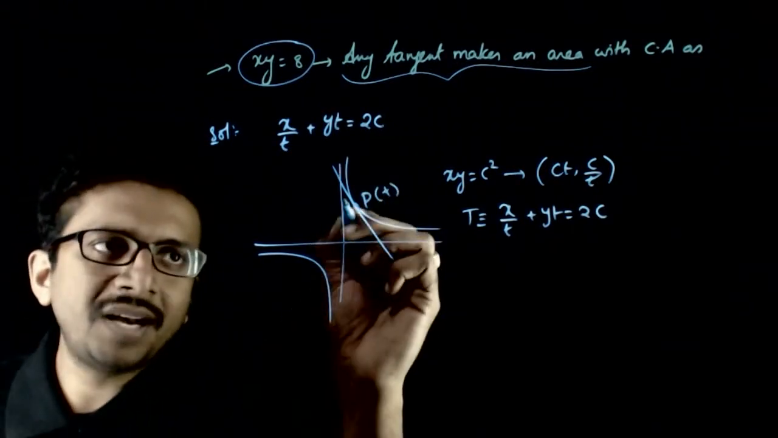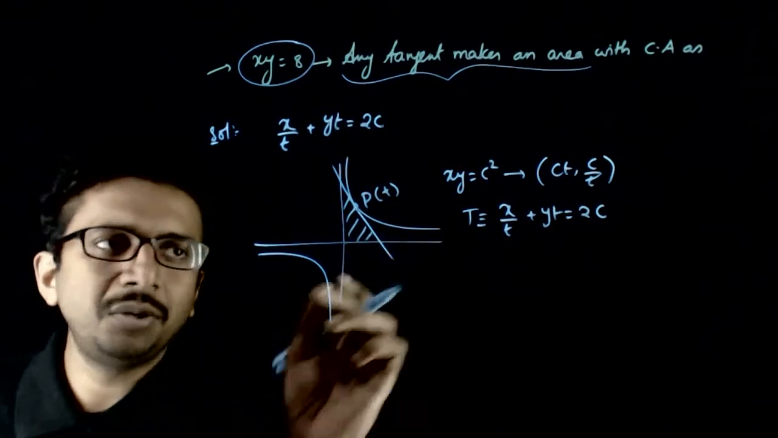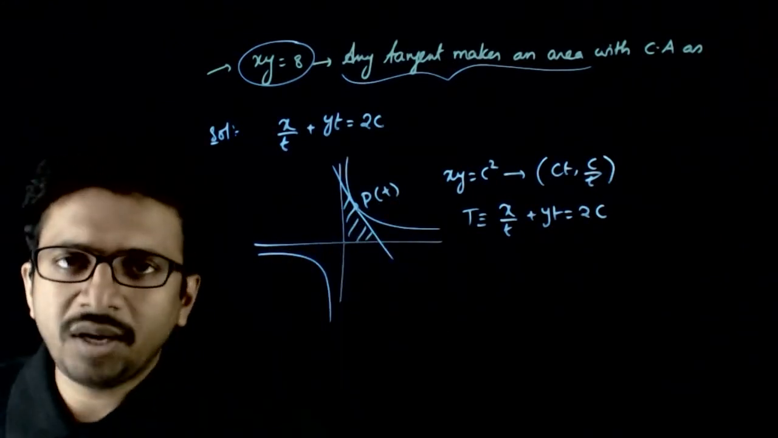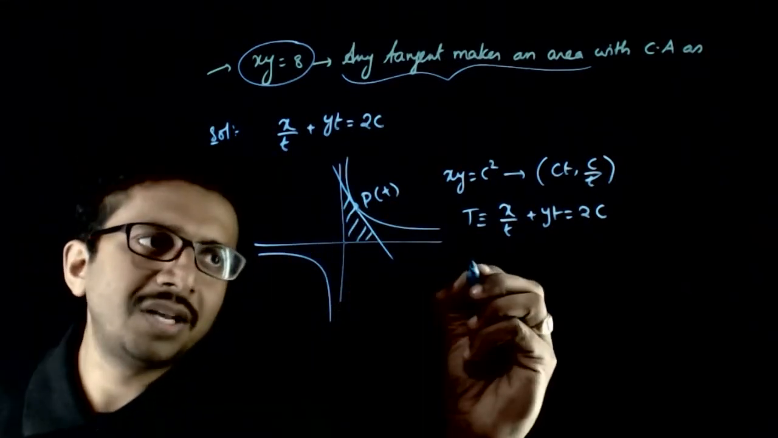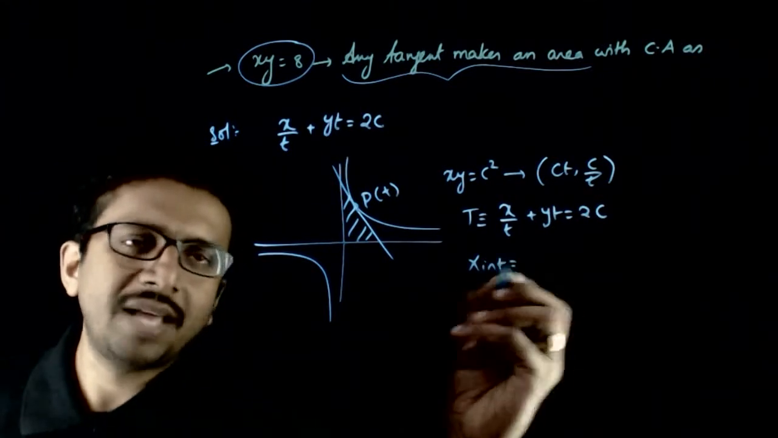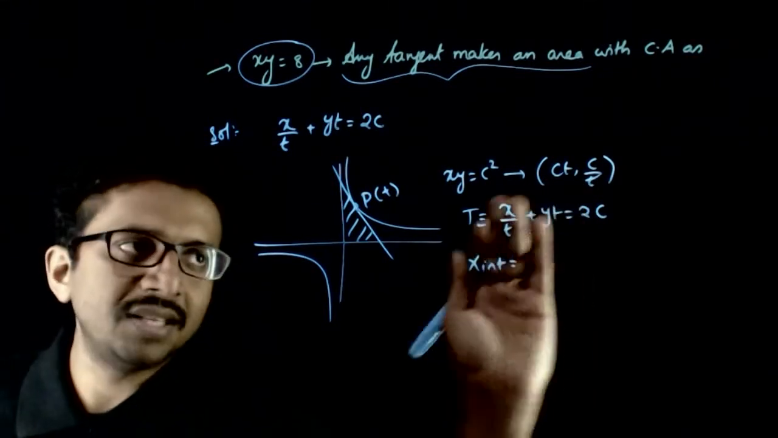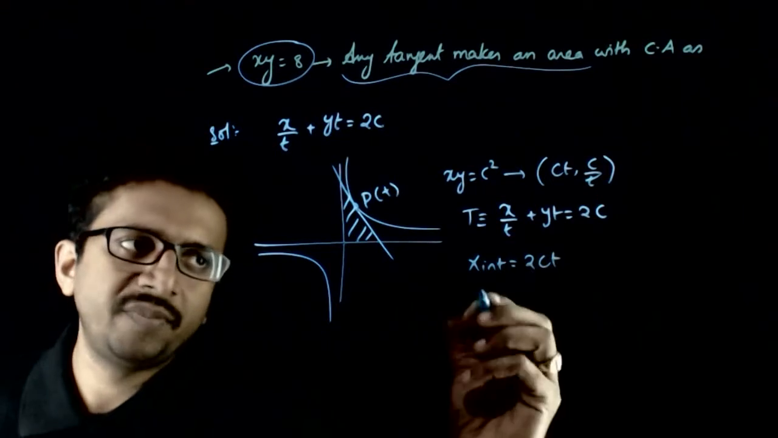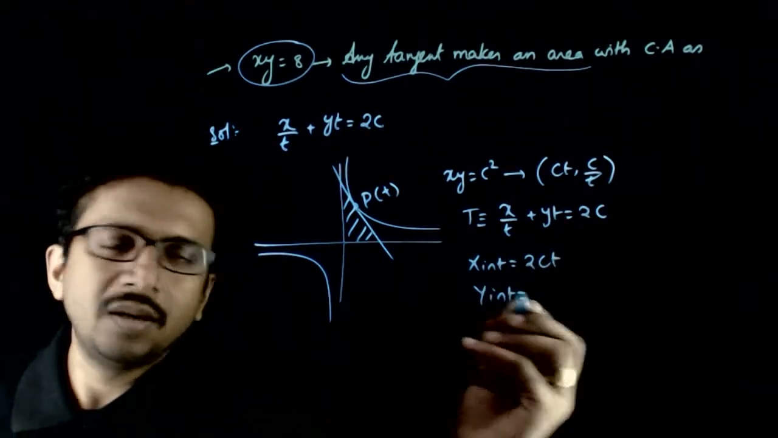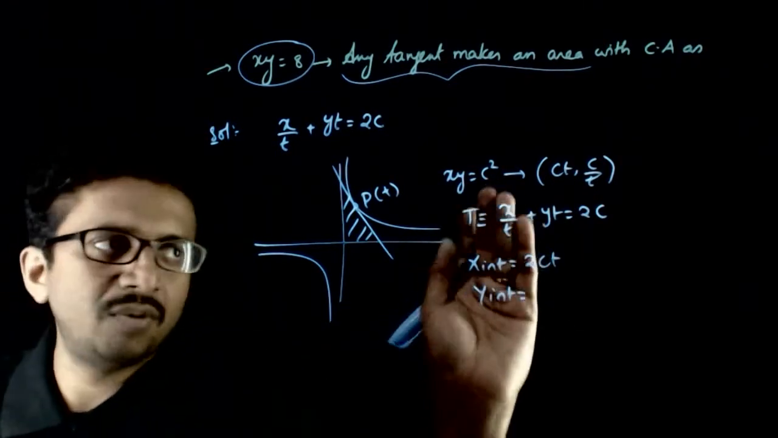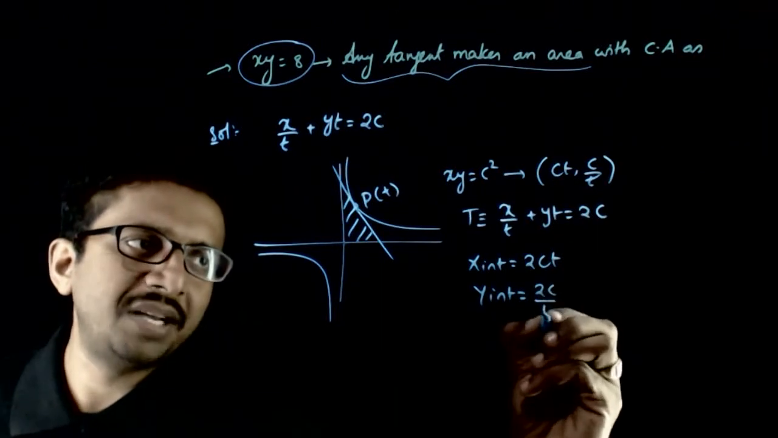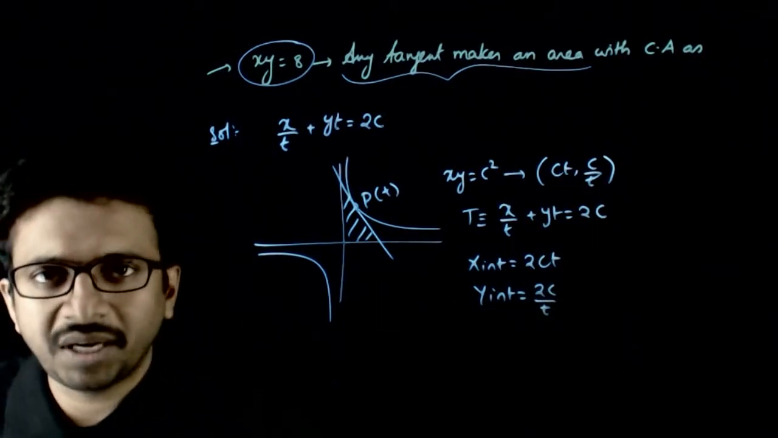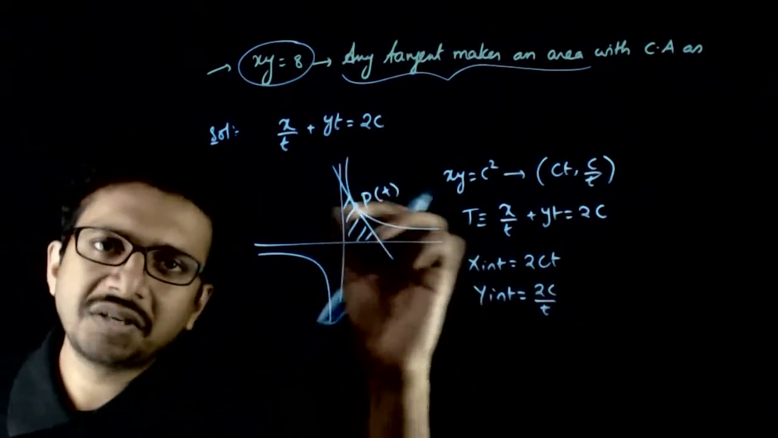Now if you want to find the area of this triangle, you just need to do half into x intercept into y intercept. So what is the x intercept? The x intercept comes by putting y is equal to 0, that is equal to 2ct. What is the y intercept? The y intercept comes by putting x is equal to 0, that is 2c by t.